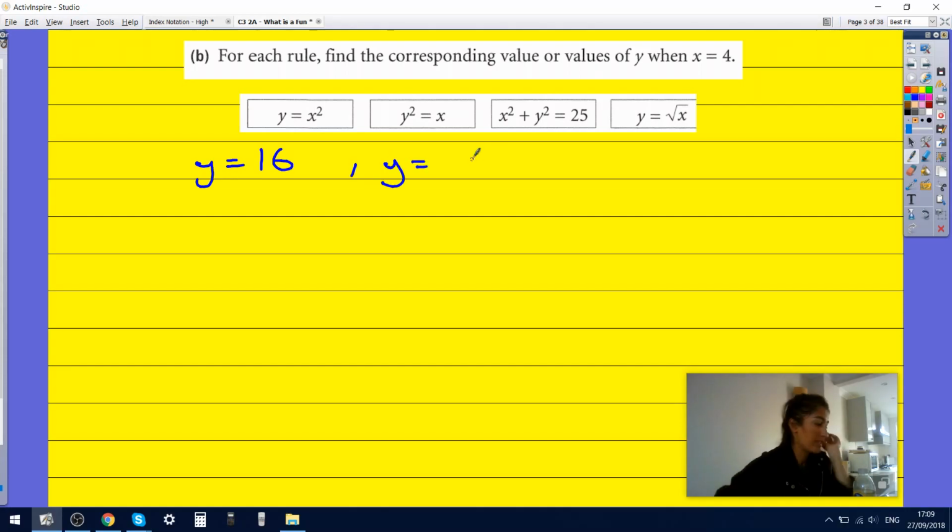This one I'm going to have to actually work back out. 4 squared, and 25 minus 16 is... what's 25 minus 16? 9, so y is 3. Okay. And then y equals 2.